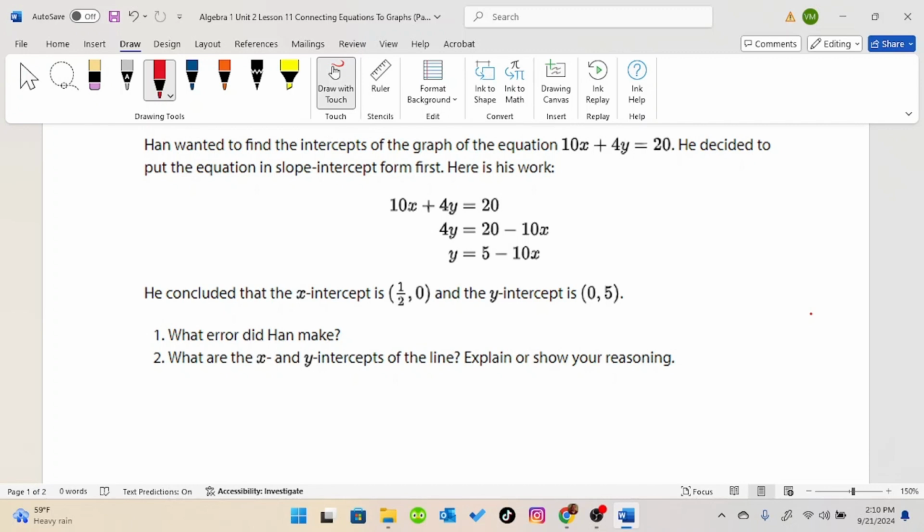So let's look step by step. The first thing he did was subtract 10x from both sides. So he subtracted 10x from the left to get rid of it, and he subtracted 10x to get 20 minus 10x. So he's good up to that point. Next, to go from 4y to y, he divided by 4. That gets rid of it on the left. Then he also remembered to divide 20 by 4 to get 5, but then he forgot to divide the negative 10x by 4.